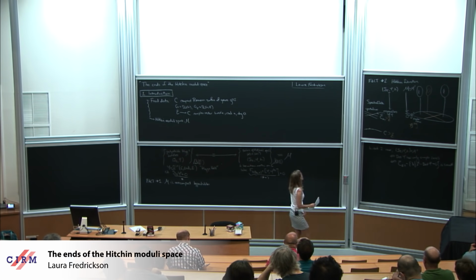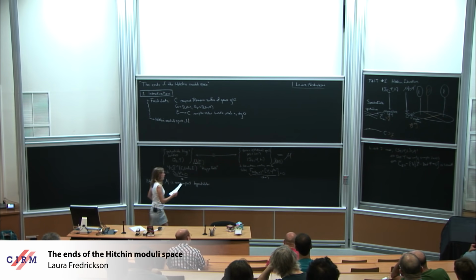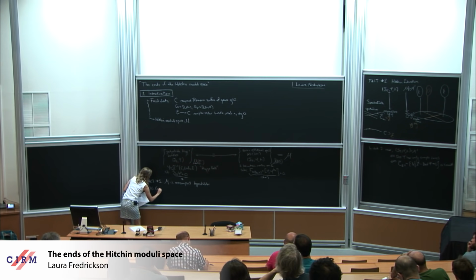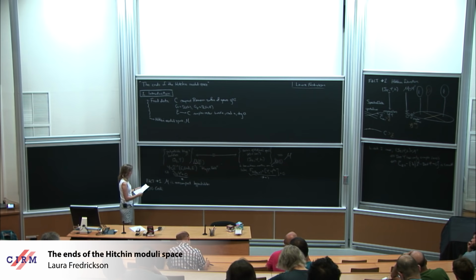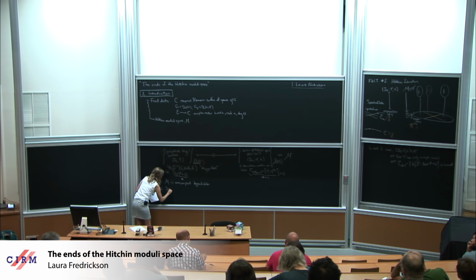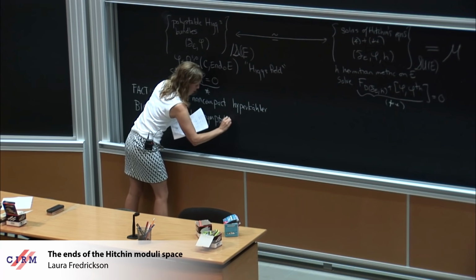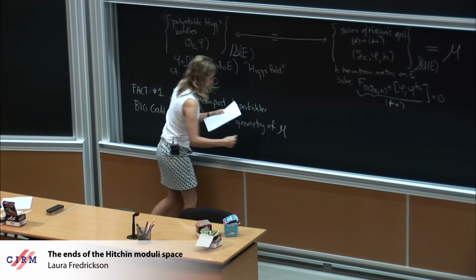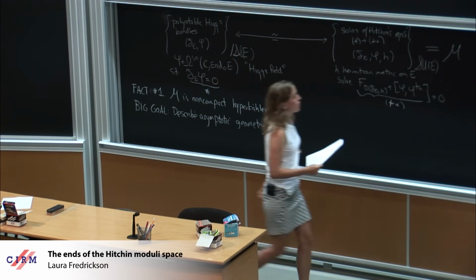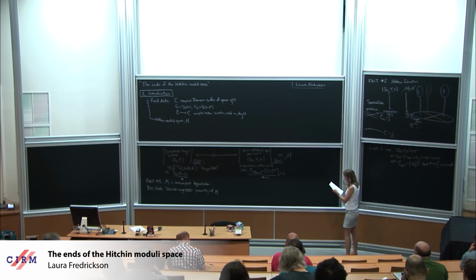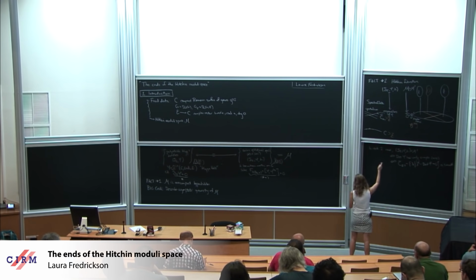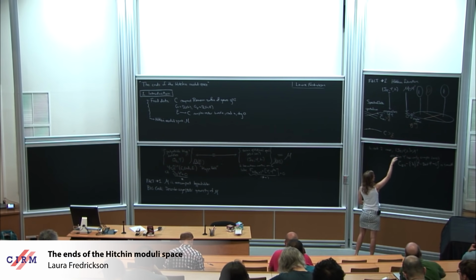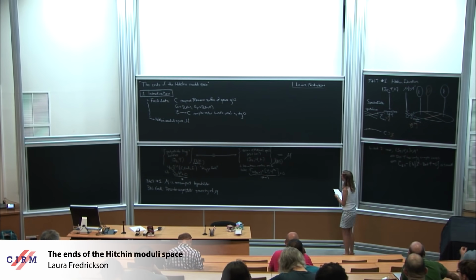Okay, so the big goal, not the big goal in this talk, just the big goal that everything is moving towards, is to describe the asymptotic geometry of M, which Jan will talk about. But a first and important step in all of this is to describe solutions of Hitchin's equations near the ends of the moduli space, so far out, near that boundary circle.